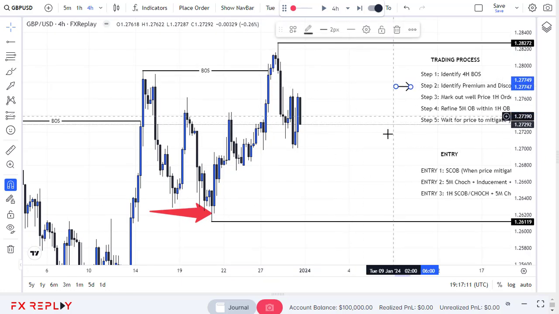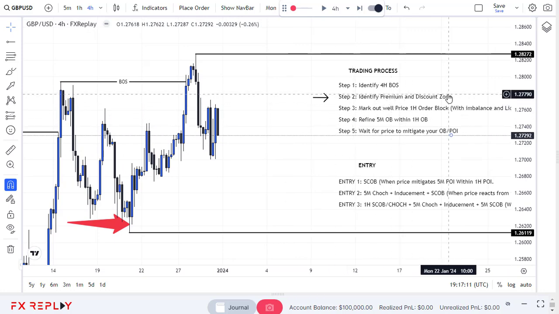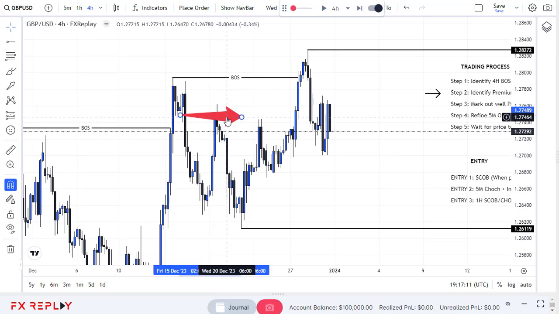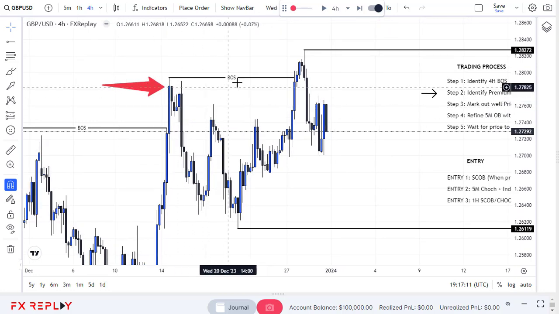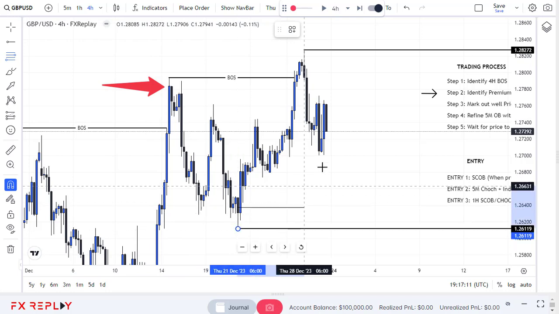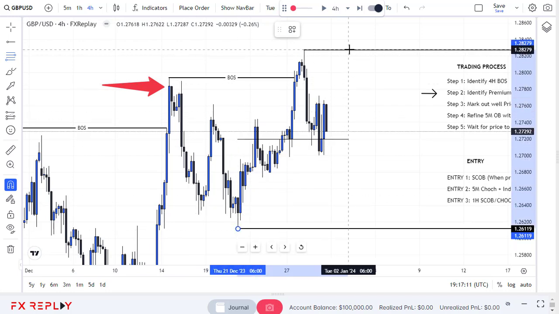What does step 2 say? Step 2 says identify premium and discount zone. Awesome. This is also a very important step. What I use for this is my Fibonacci tool. So I'll just grab the tool right here, begin from the bottom, and drag it all the way to the top, the highest point right there.